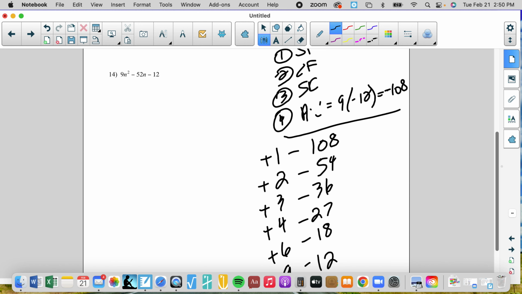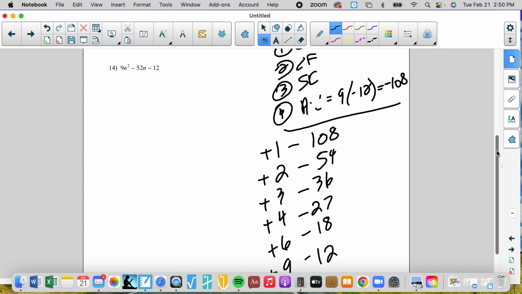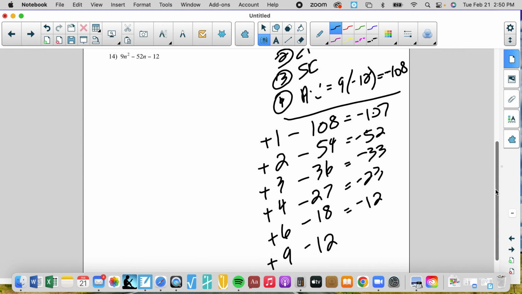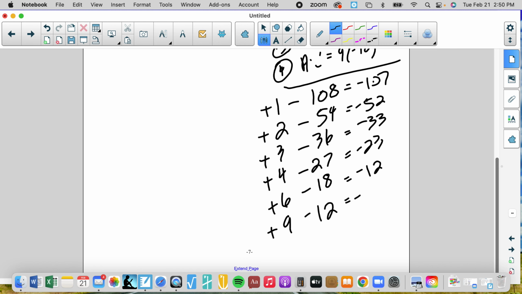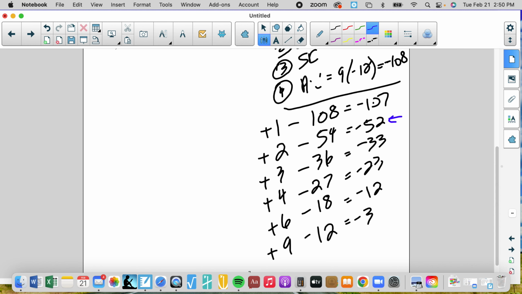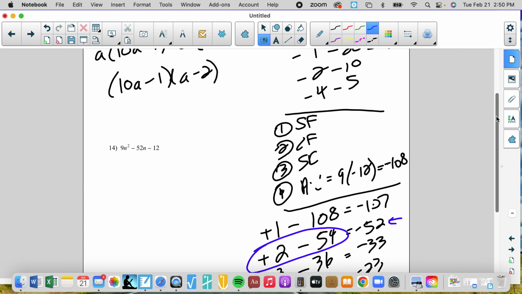Signs are different, so if the biggers are negative, that means the smallers are positive, because the signs have to be different. Negative 107, negative 52, negative 33, negative 23, negative 12, whoops, wrong way, and negative 3. Negative 52, right there. 2 and negative 54. Remember, this has to equal those. I'm doing that check as I write it.